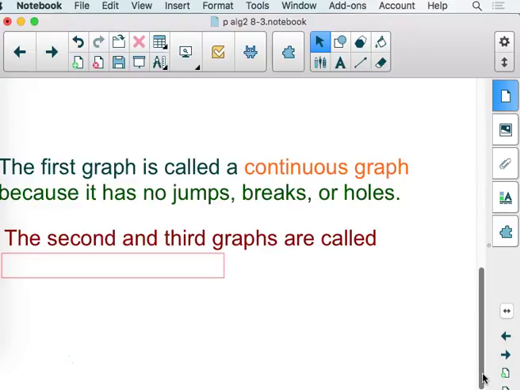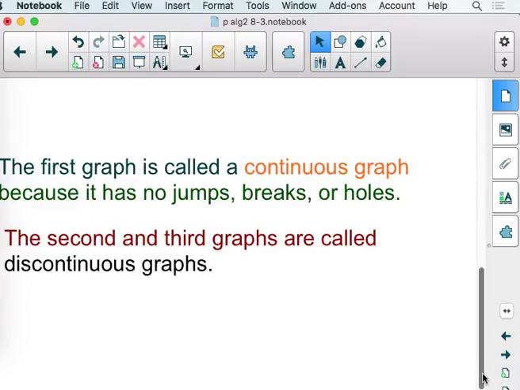Not the case for the second and third graph. For the second graph, you're graphing along and all of a sudden, ooh, I've got to put a hole in here. I can't graph that, so you have to jump over the hole and go on. For the third graph, you make a branch, you pick your pencil up, and you have to move it to a new spot. So anytime you have to pick your pencil up, you don't have a continuous graph. The first one is. Second and third, those are called discontinuous. You have to pick your pencil up. So for continuous graphs, the pencil doesn't.